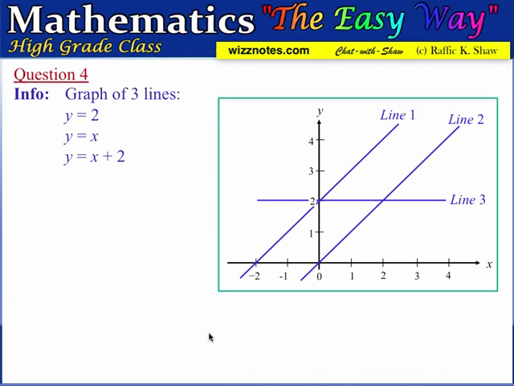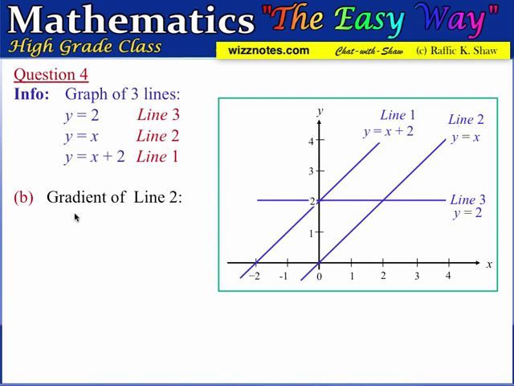Now, what we have so far are the 3 lines, and we now know the identity of the 3 lines, and we can put that on the diagram. y equals 2 is line 3, and so we can put that there. y equals x is line 2, and we can also put the equation on line 2. And y equals x plus 2 is line 1, so we can put the equation there on line 1.